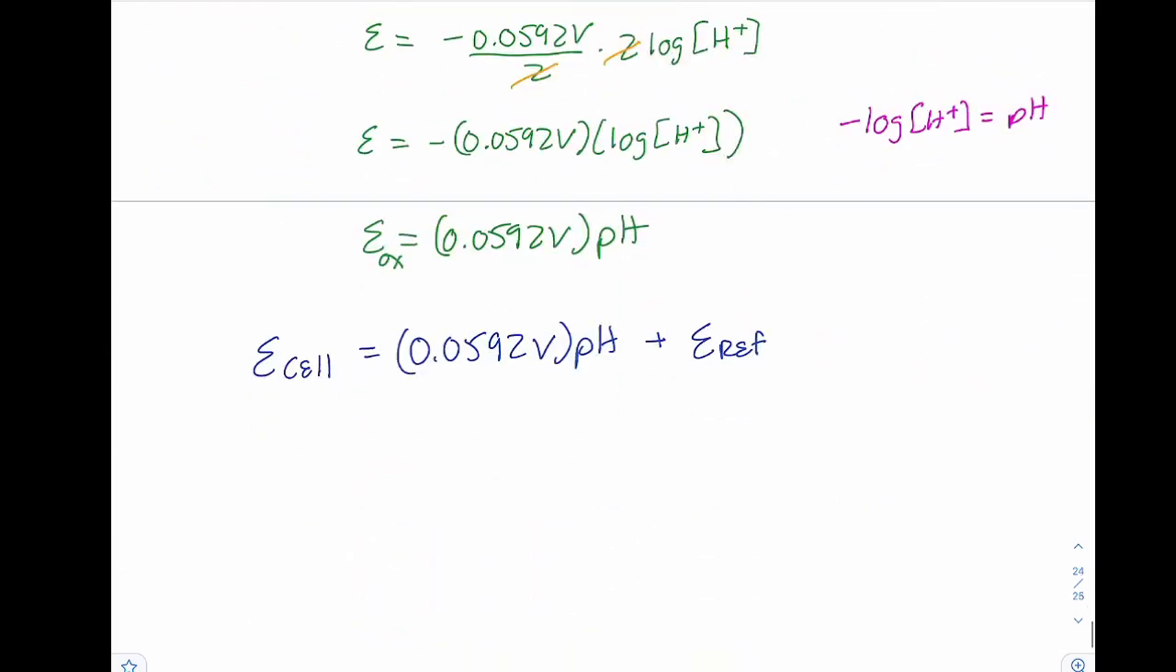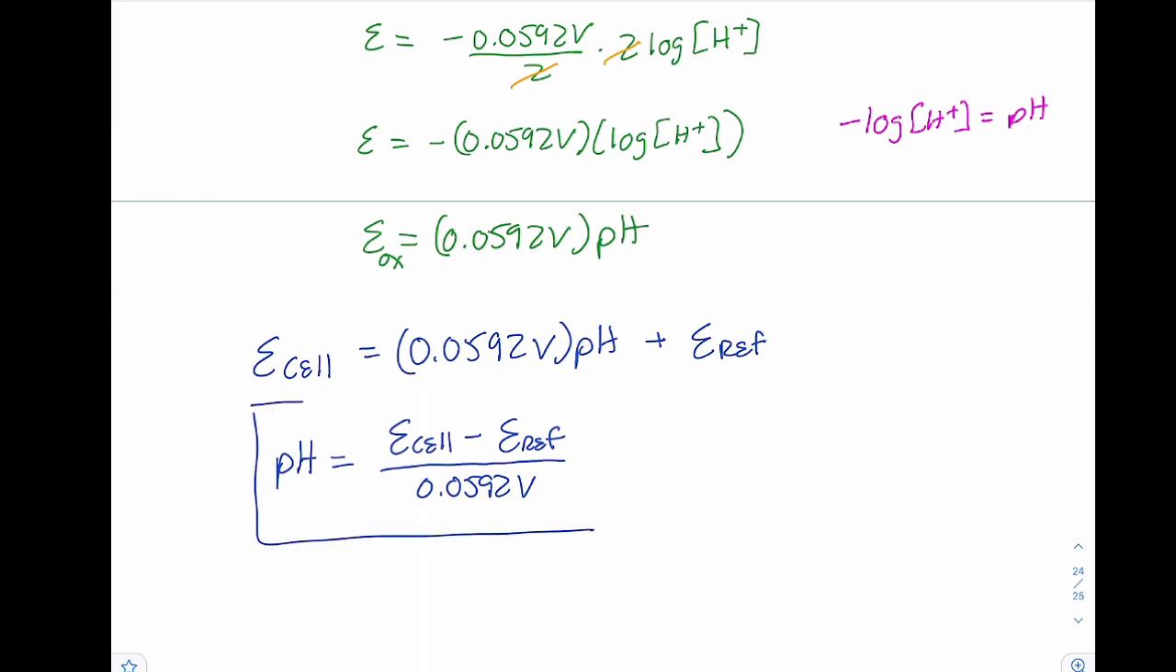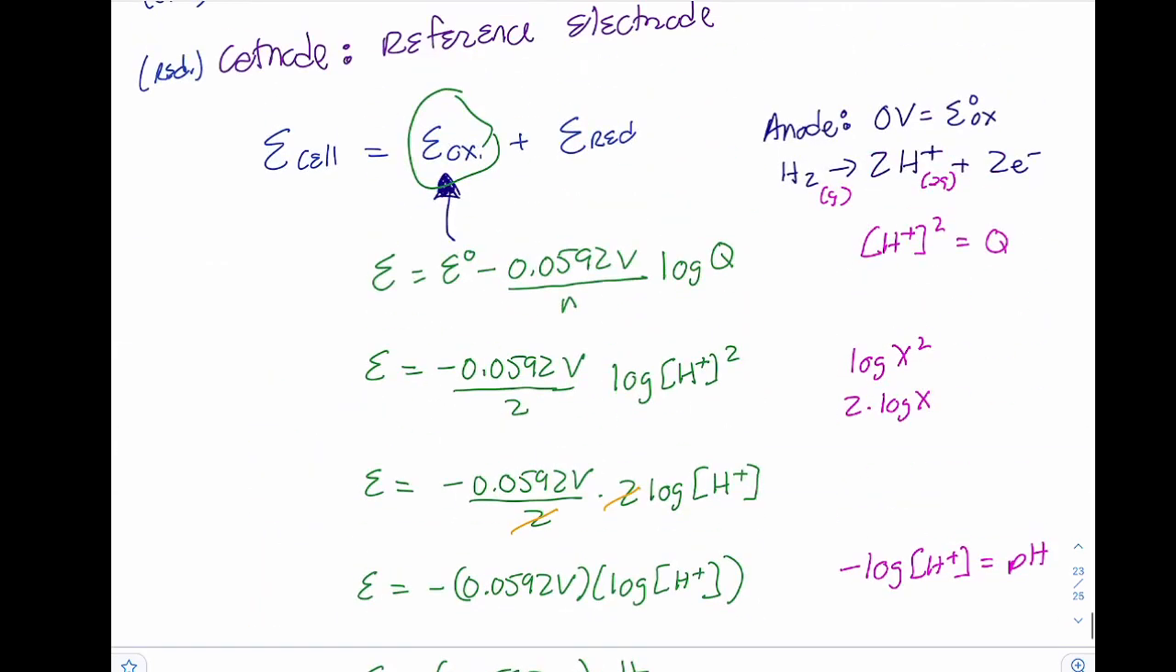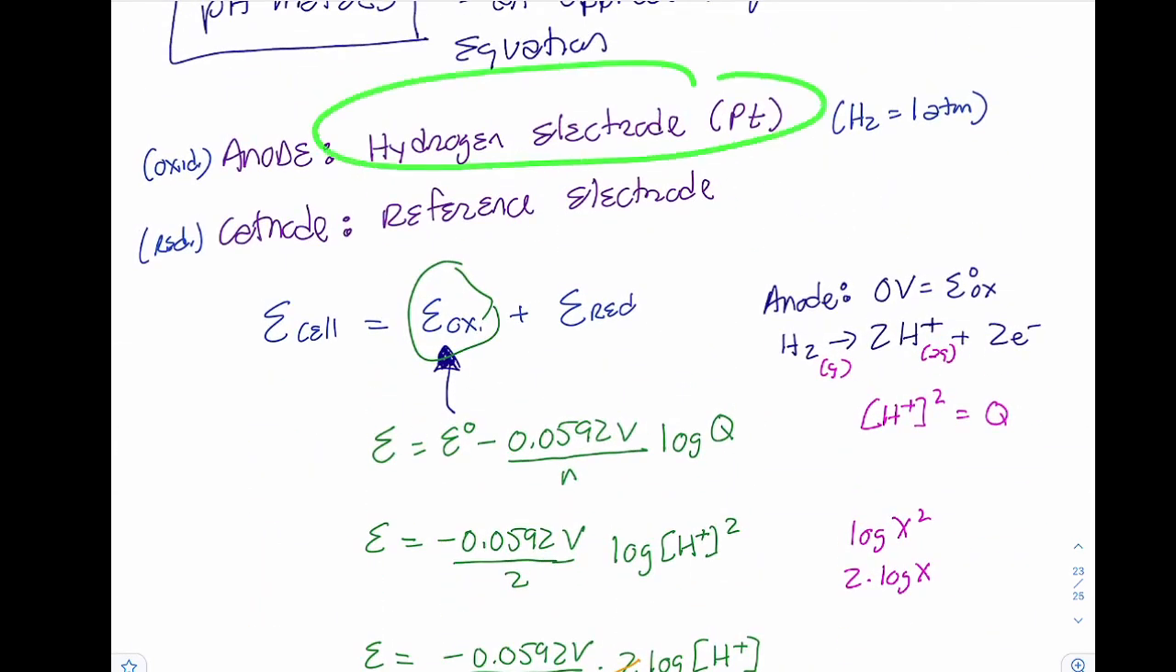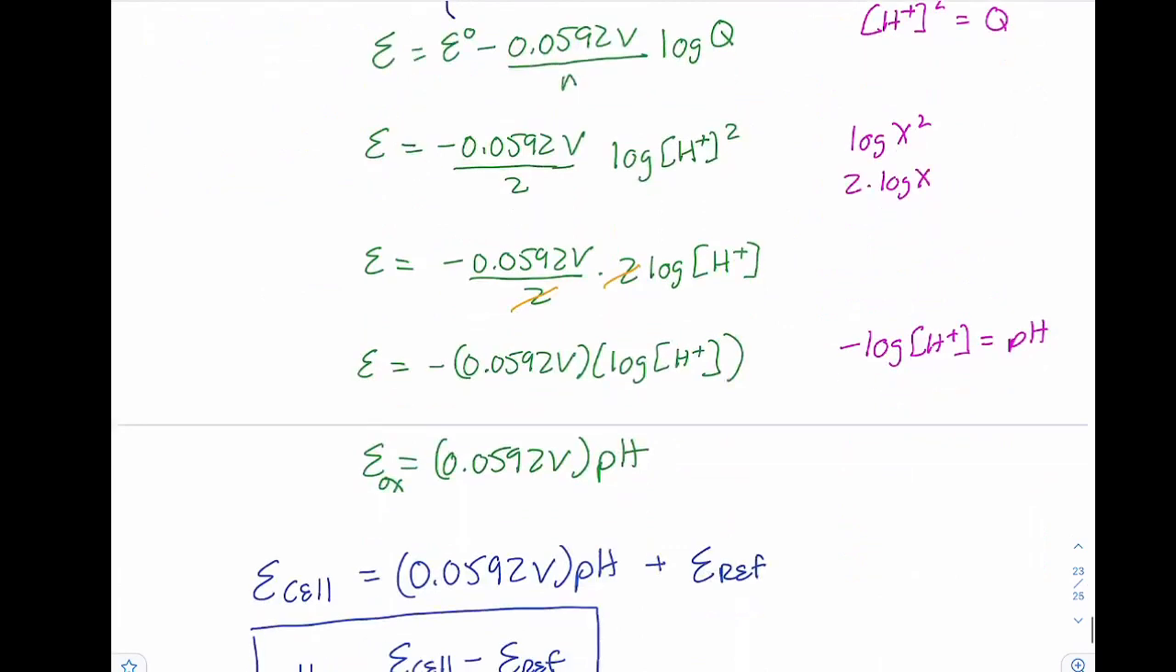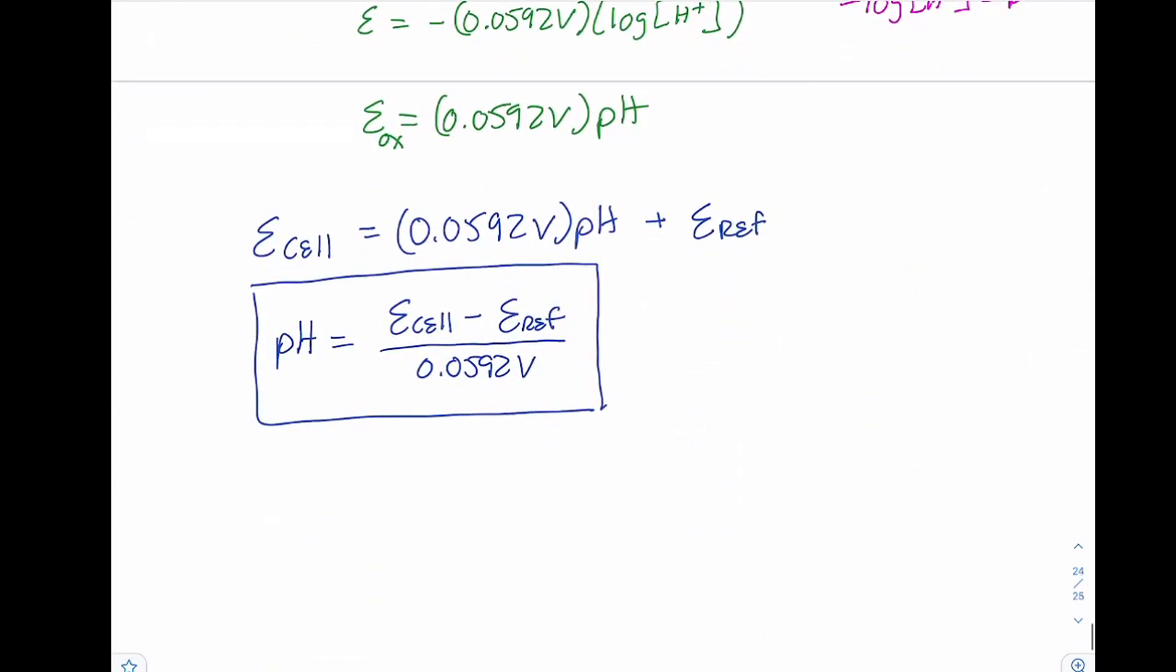And then I'm just going to rearrange to solve for pH, because that's what we're trying to do with the pH meter, is solve for pH. So just rearranging this equation, I have that pH is going to be equal to my cell potential minus my reference half cell potential divided by 0.0592 volts. And then this is the equation that we're going to use if we're using a pH meter that uses my hydrogen electrode as its anode to determine our pH.